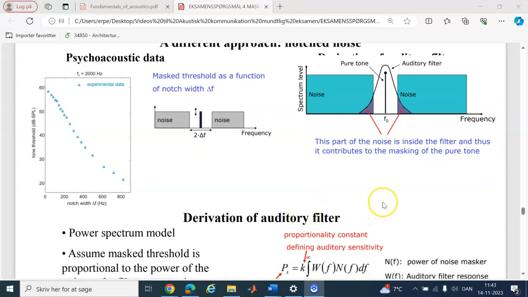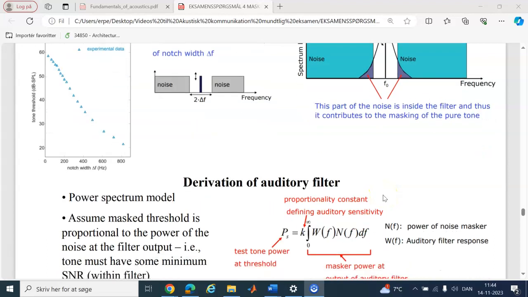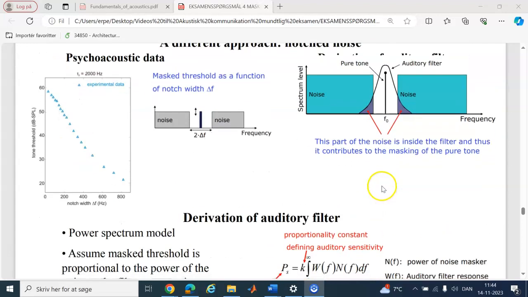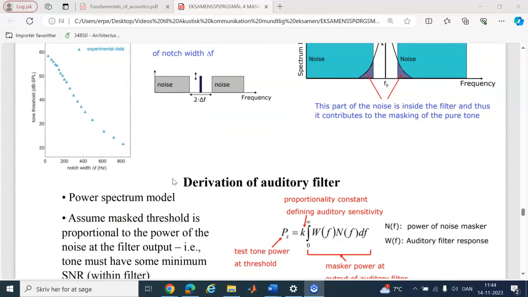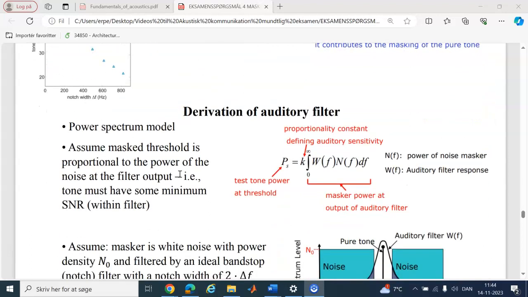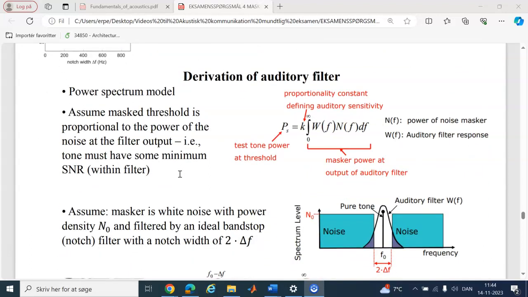So the bigger the notch width in hertz, delta F, the more the tone threshold is decreasing, of course. If the notch width is very narrow, you need a big tone threshold.